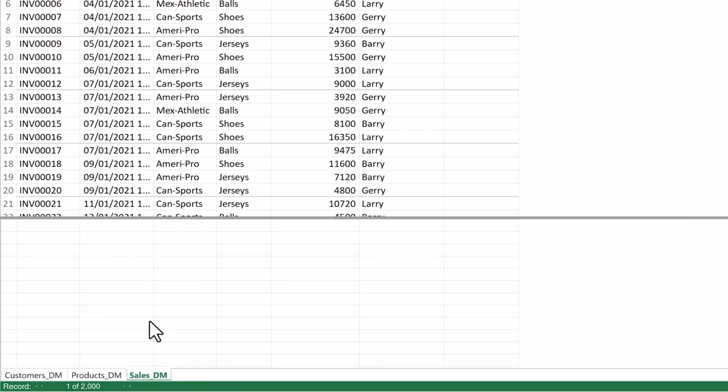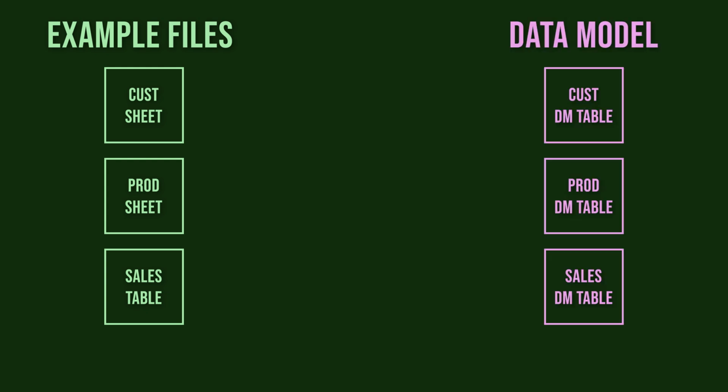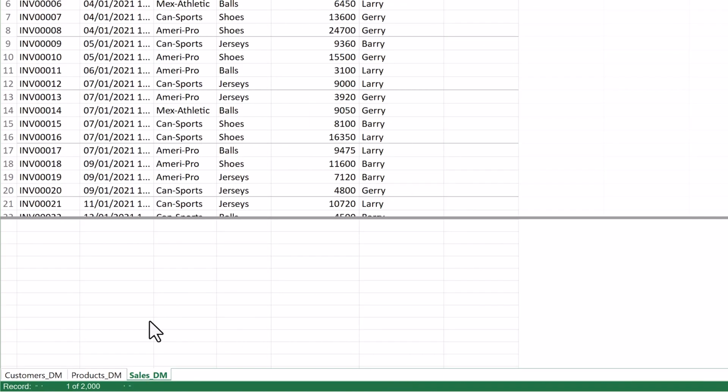To illustrate how these components interact, we'll do a little diagram. We have the source data, which are the Excel sheets and tables in our example files over here, and the data model tables over there. And between them, there's a connection, which is used to refresh the data from the source to the data model when desired. All right, now that the tables are set up, time to create relationships.